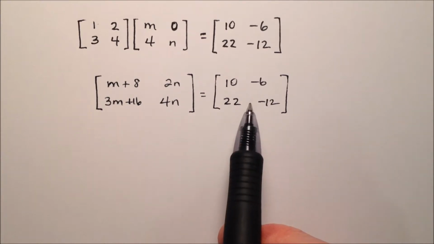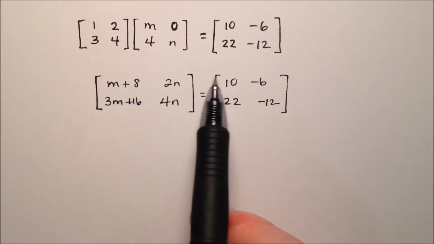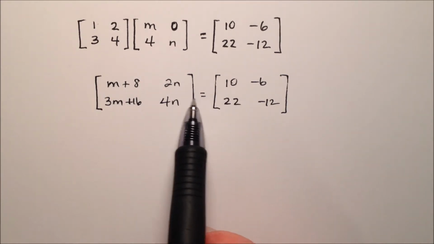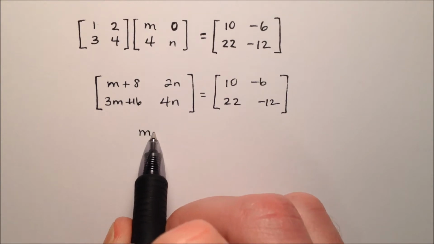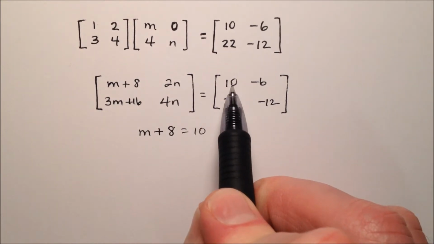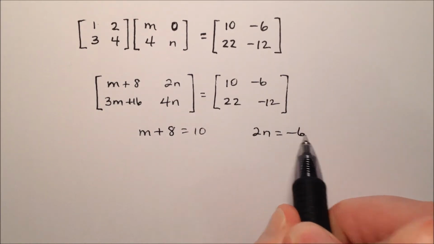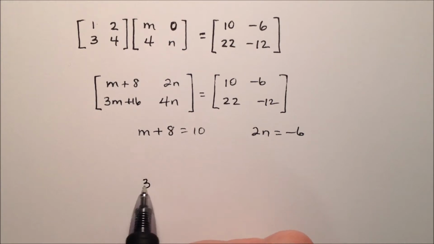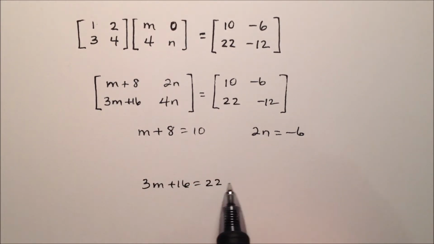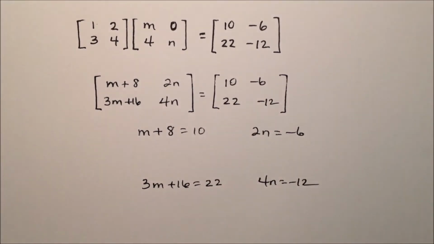So we have equivalent matrices. When we have equivalent matrices, we can set up equations stating that corresponding entries are equal. So m plus 8, which is first row, first column, equals 10, first row, first column, and so forth. So 2n equals negative 6, 3m plus 16 equals 22, and 4n equals negative 12.